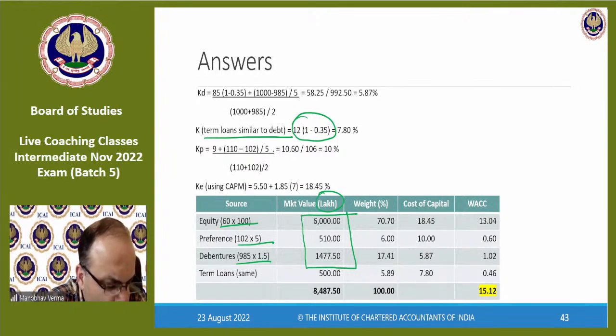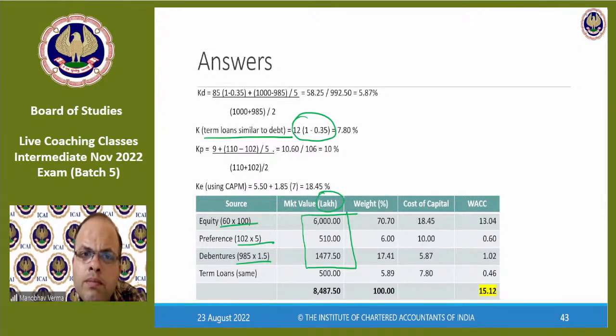Okay, Akashni has a question. In case of the growth approach, is a lowercase g equal to the uppercase G? You're talking about the growth rate, right? D1 upon P0 plus g, that's fine. This is absolutely okay.